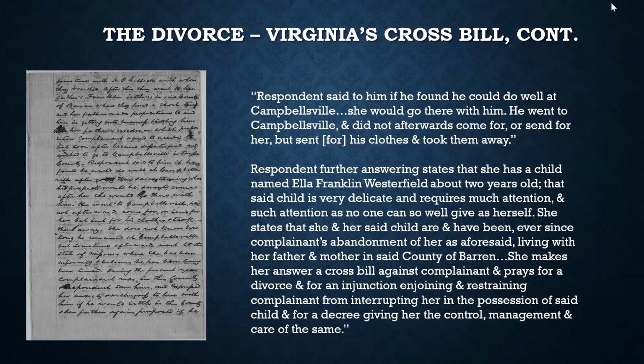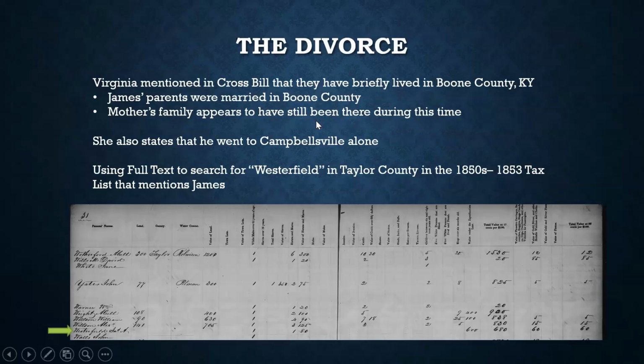So, as I said, Virginia had mentioned that they moved up to Boone County, Kentucky. Doing a little more research, it shows that James's parents were there, and that's where they were married. And it actually looks like his mother's family was still up in the area at that time, so that may have been why they went up to Boone County. She also states that he went to Campbellsville alone. So, using the full text search, I just did a search for Westerfield in Taylor County and narrowed it down to the 1850s just to see what would show up. And I found the 1853 tax list, where you can see where the green arrow is. That's James. He's living there by himself in Campbellsville. So he was around long enough in the area to be put onto the tax list.